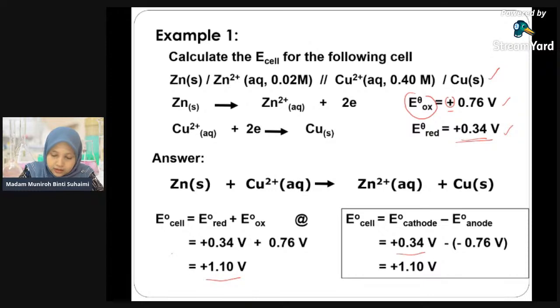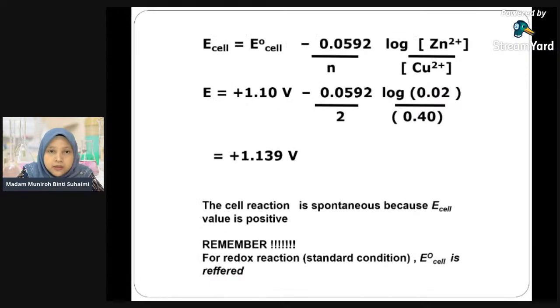Then after we have E0 cell, we proceed with the formula. The formula we use is E0 cell minus 0.0592 divided by n. What is the value of n? The value of n comes from this equation.